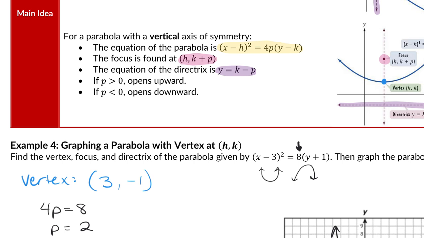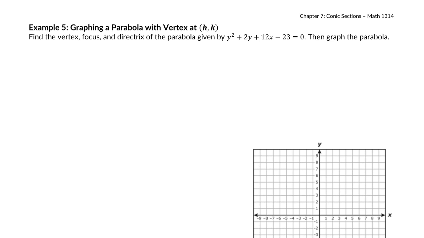Other questions before we move on? We only got one more example. But guess what kind of example it is? It's fun. We're going to find the vertex, focus, and directrix of a parabola given by, oh no, it's not in the correct format. We're going to have to complete the square. But only once. That's nice. Then we're going to graph the parabola.